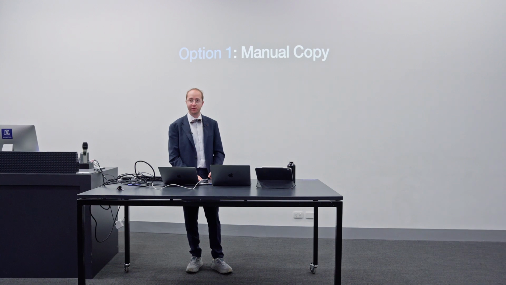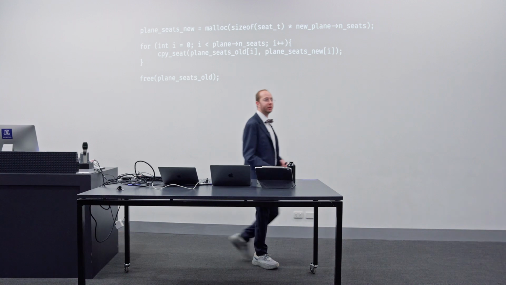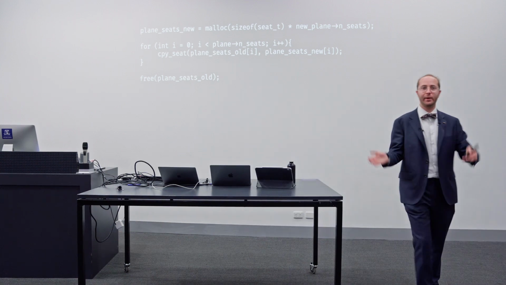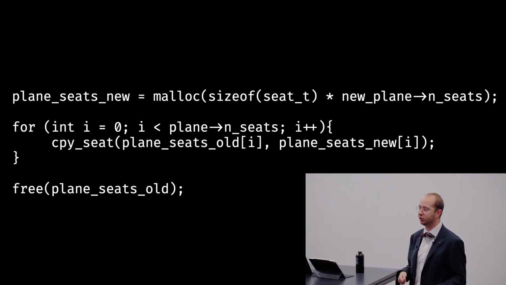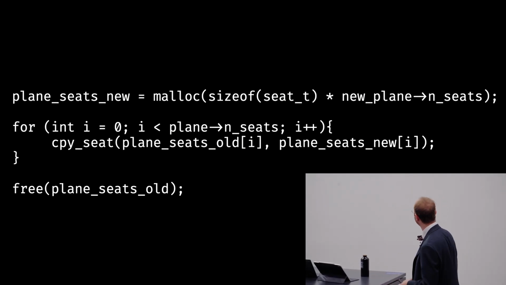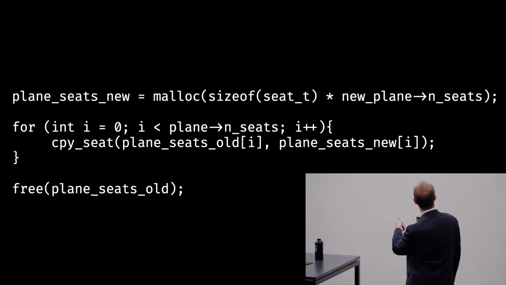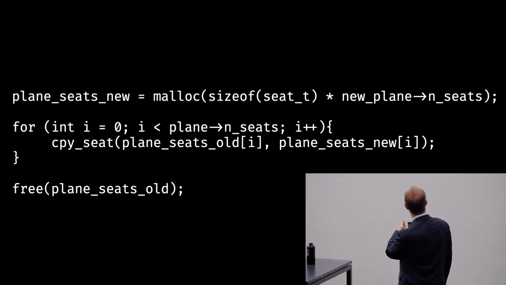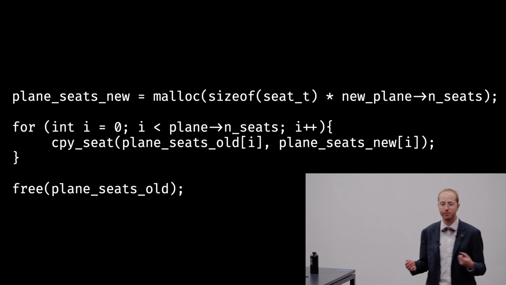So the first thing we could do that might actually work is we could create a whole bunch of new seats. So we had our old seats array, let's make a new seats array, and let's manually copy all of the passengers in from the old seats into the new seats. So our first line over here is just allocating a new array. We're creating it for the new plane's number of seats. And then we'll loop over all of the seats in the old plane and individually copy each seat. And copy seat is just a function that I've made.